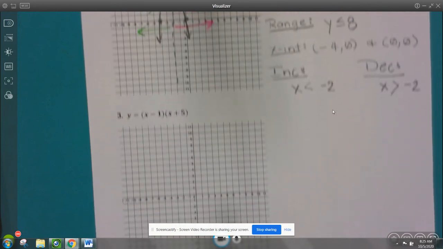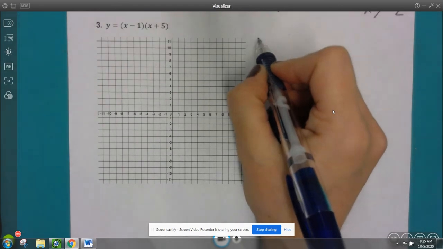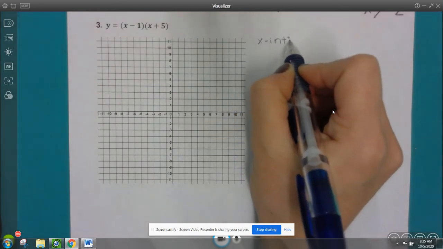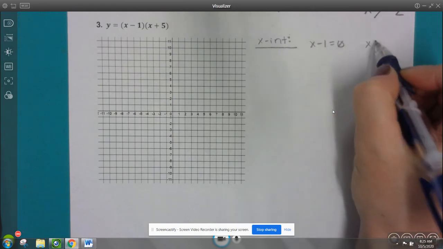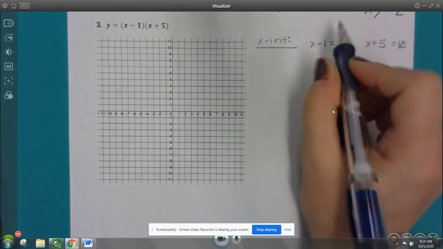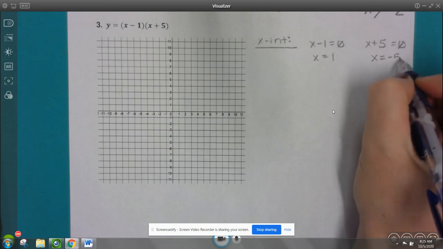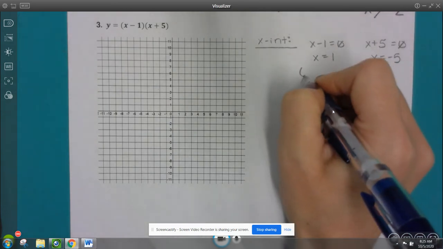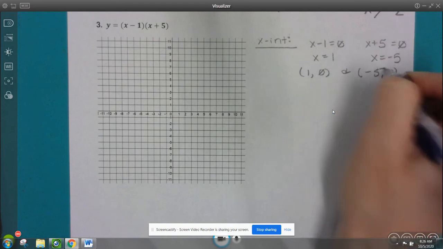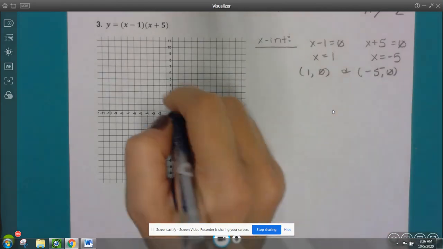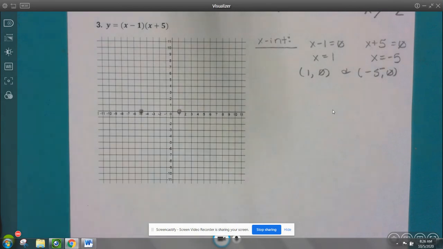All right, last but not least, our factored form. So here I can find my x-intercepts pretty quickly. I'm going to take x minus 1 and set it equal to 0, and I'm going to take x plus 5 and set it equal to 0. So here I have x equals 1. Here I have x equals -5. So I'm going to have 1, 0, and -5, 0 as our intercepts. So 1, 0 is here, -5, 0 is here.